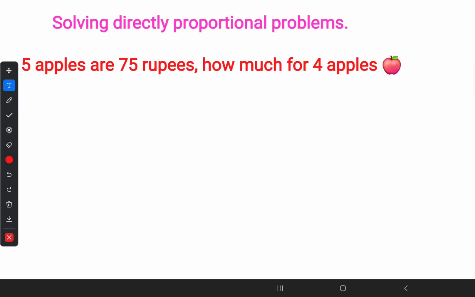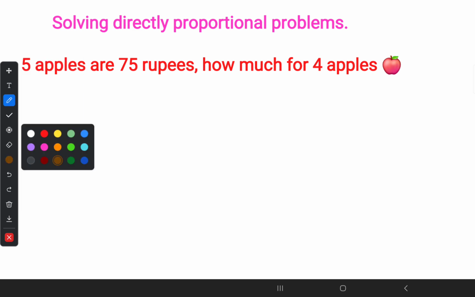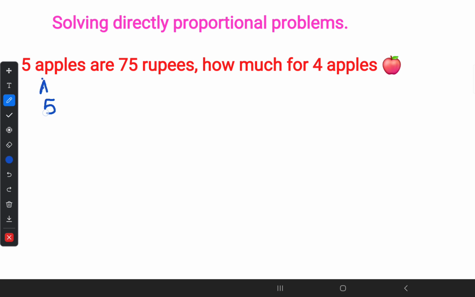So let's solve some directly proportional questions with the proper method. There are two methods to find the answer to the question. I will explain both. 5 apples are 75 rupees. I'll write the number of apples. If 5 apples are 75 rupees, how can I find how much we need to pay for 4 apples? First, I will find the price for 1 apple. It would be 75 divided by 5. So 1 apple is 15 rupees.